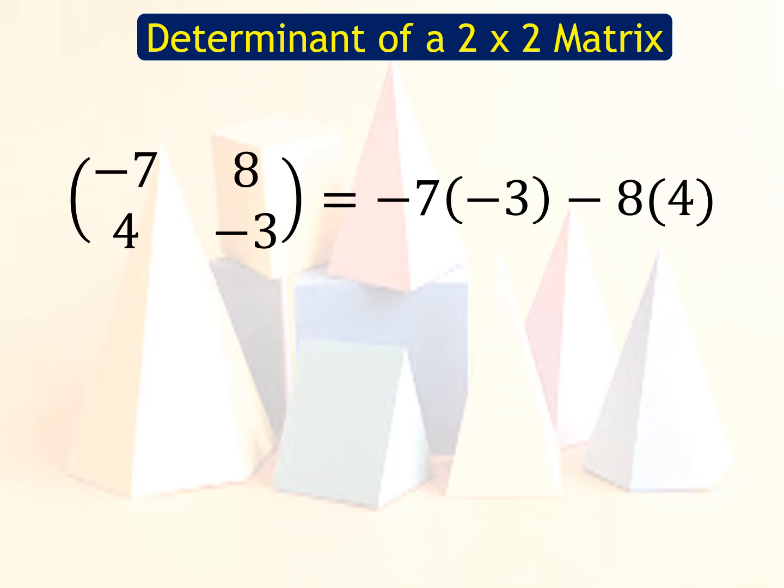So let us have another example. Let us determine the determinant of negative 7, 8, 4, negative 3. So in here, we are going to multiply negative 7 times negative 3 minus the product of 8 and 4. So negative 7 times negative 3, I should say it's 21, and 8 times 4 is 32. So we have 21 minus 32, which is equal to negative 11.